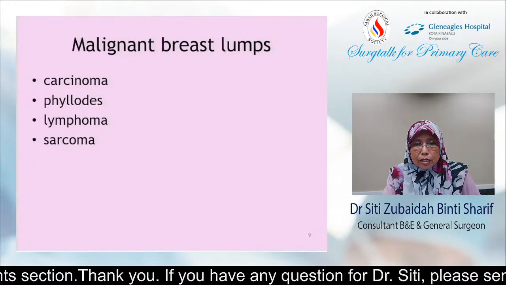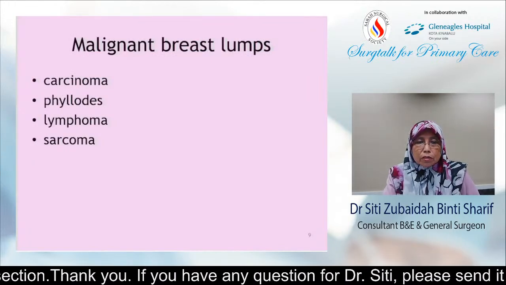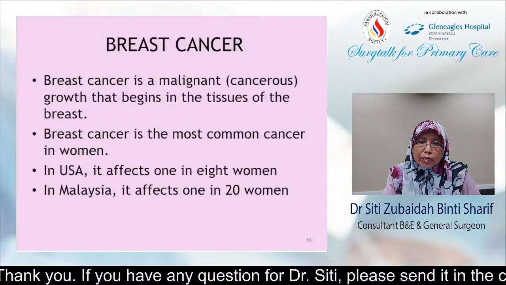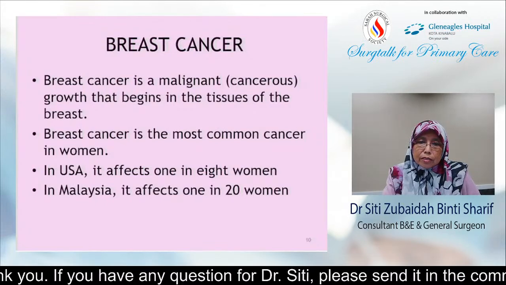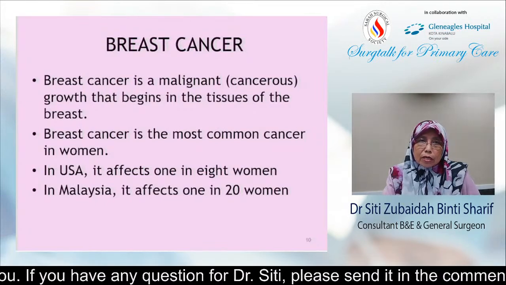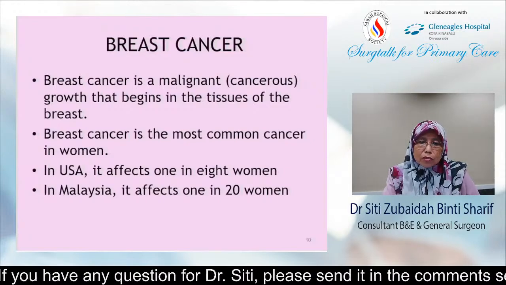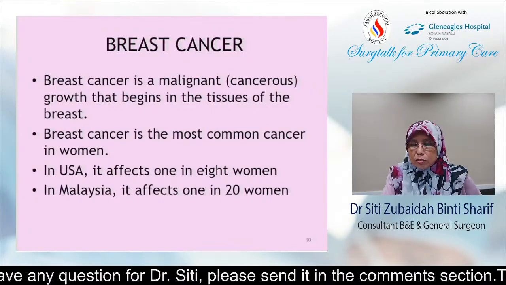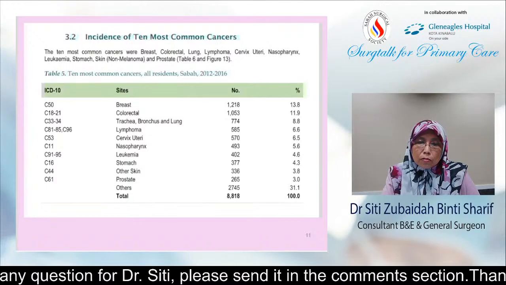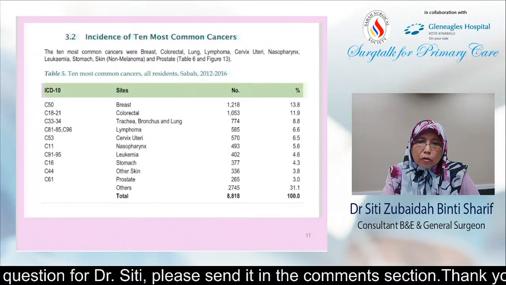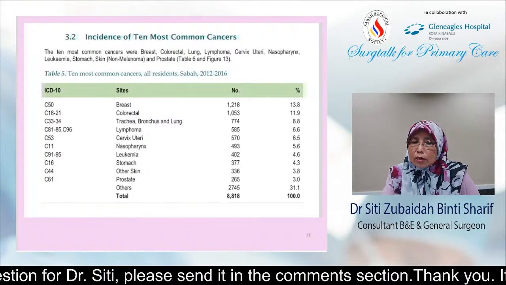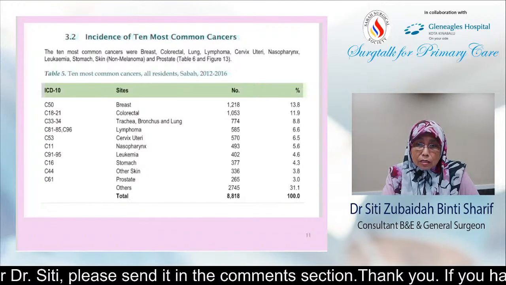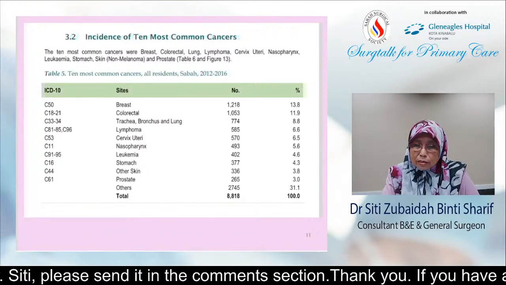And for malignant breast lump, it could be carcinoma, malignant phyllodes, or lymphoma. Breast cancer is a malignant growth that begins in the tissue of the breast, and as you know, it is the most common cancer in women. In the US, it affects 1 in 8 women, and in Malaysia, it affects 1 in 20. From our Sabah Cancer Registry from 2012 to 2016, breast cancer is the most common cancer, around 13% of all cancers.